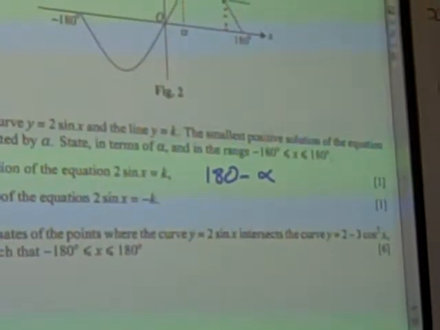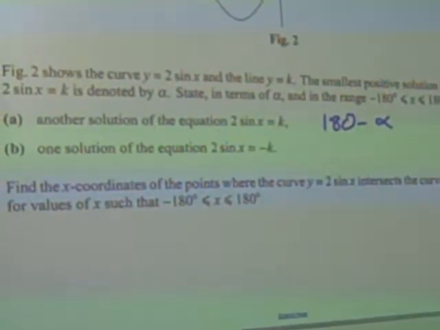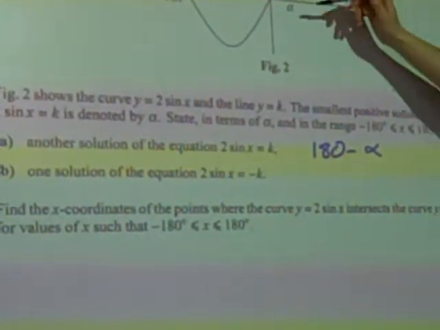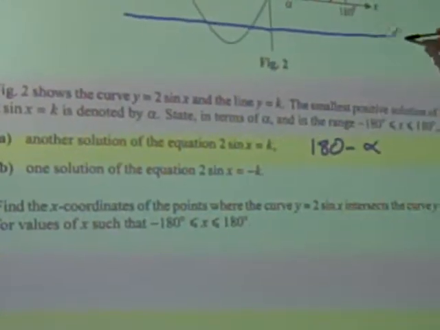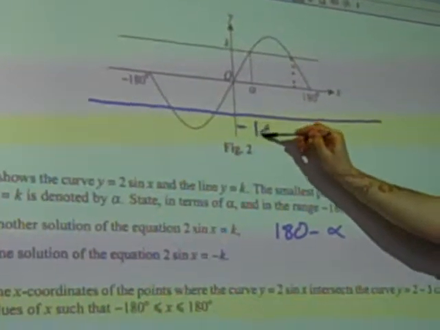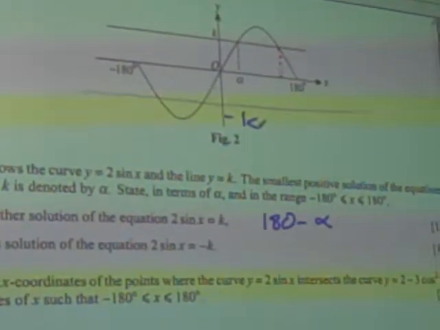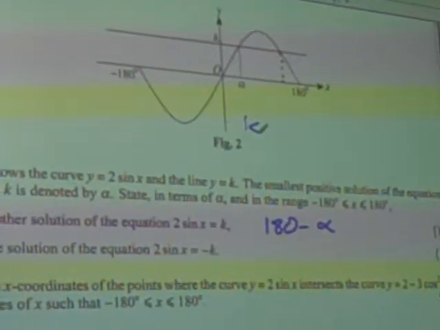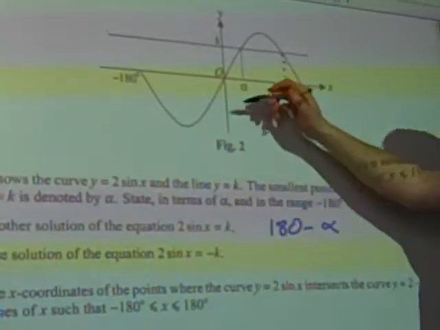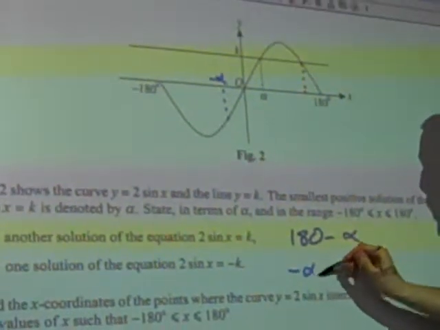Okay? Now, the next part of the question says one solution of the equation 2 sine x equals minus k. Well, if it's minus k, that means we've now got a line down here at the point minus k. So what's going to be the answer? It's going to be this point down here, which will be minus alpha. There we go.